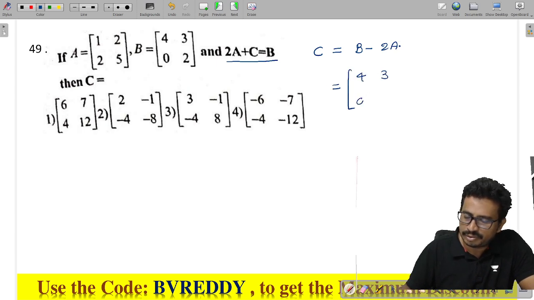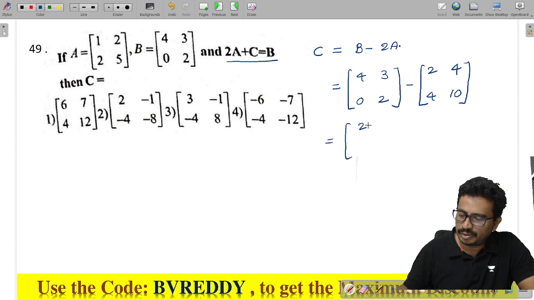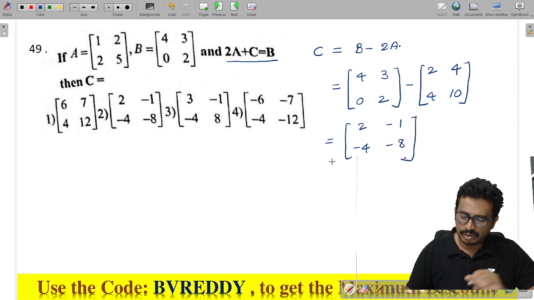Tell me the B matrix now. Here it is 4 3 0 2, and minus 2A means 2 4 4 and 10. Simplify this, what will we get here? 2, minus 1, minus 4, minus 8. So what will be the option here? 2.